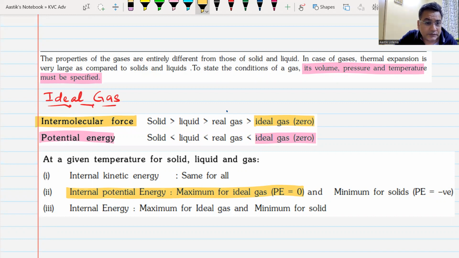Ideal gas. So if we understand the concept of this ideal gas, everything looks very simple and very promising. I hope you are noting this down. Okay, I'll give you time to note it down. You can note it down. Let me know once you are done.